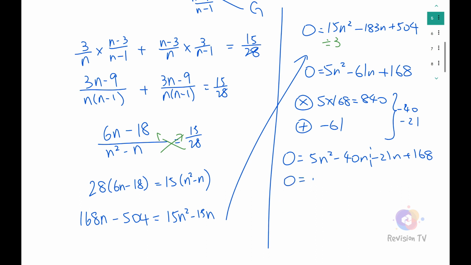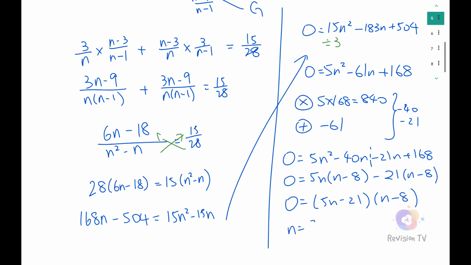So 0 equals n times 5n. Actually, we can factorize 5n out: 5n and minus 8. In here, we can factorize 21. So n minus 8. So 0 equals 5n minus 21 and n minus 8. So n equals 21 over 5, or n equals 8.